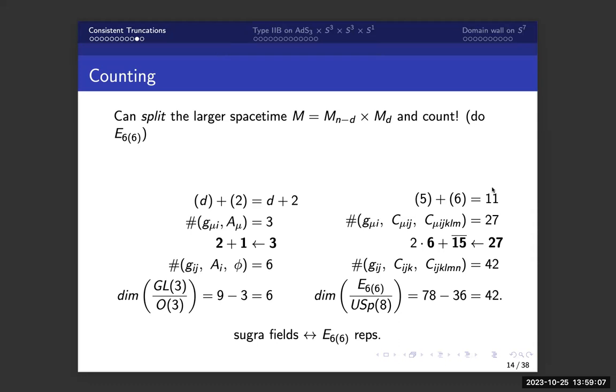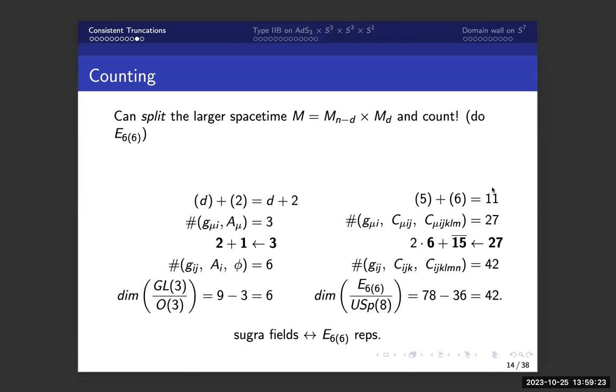And if you count the internal degrees of freedom, you find 3 from the metric, 2 from this, and 1 from the scalar, which gives you 6. That adds up exactly to the dimension of this coset space. So for 11D supergravity, remarkably, you get a very similar thing.